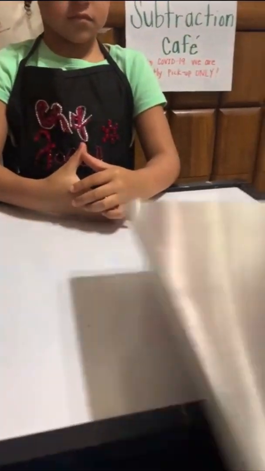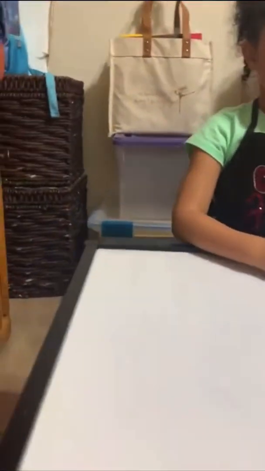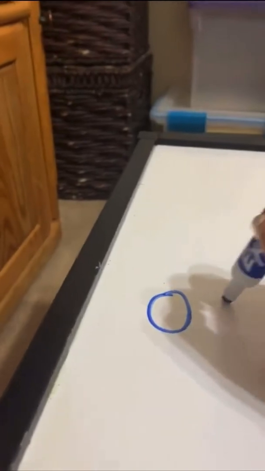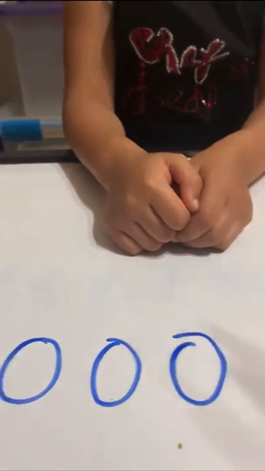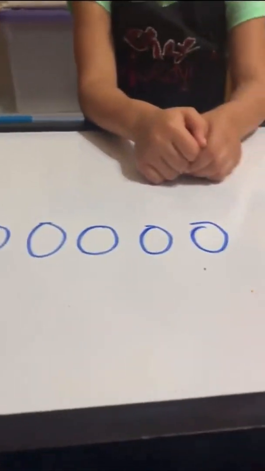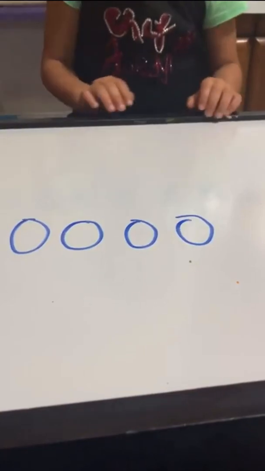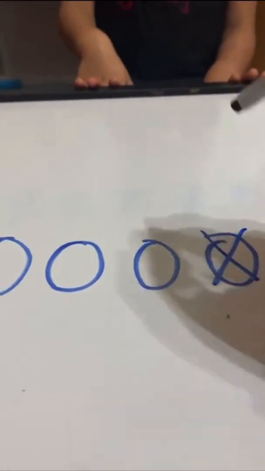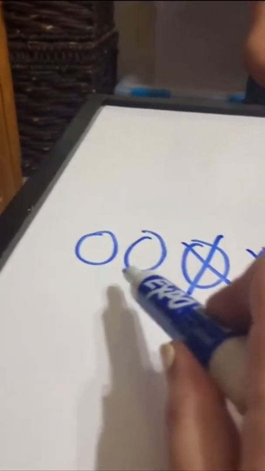Now let's do it with a picture. All right, so we started with 7 cookies at the Subtraction Cafe, right, Chef Jordan? 7. And like last time, I just like to use circles because it's easiest. 1, 2, 3, 4, 5, 6, 7. And a customer came along and bought how many? 5. 1, 2, 3, 4, 5. And we were left with 2 cookies.